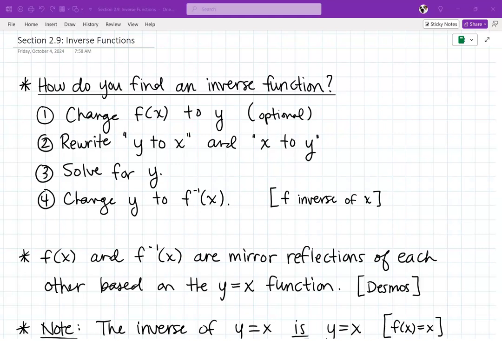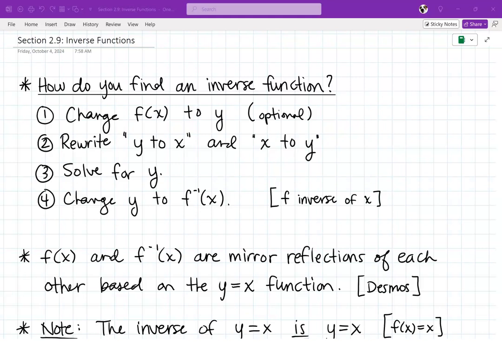How do I find an inverse function? Well, it could be 3 or 4 steps. The first thing you're supposed to do is change f of x to y. So if they give you a function like f of x equals x plus 2, you're supposed to write it y equals x plus 2. Okay? Then secondly, you're going to rewrite y to x and x to y. I mean literally erase your y, put x, and then literally erase your x that was given and change it to y. So you're literally rewriting it.